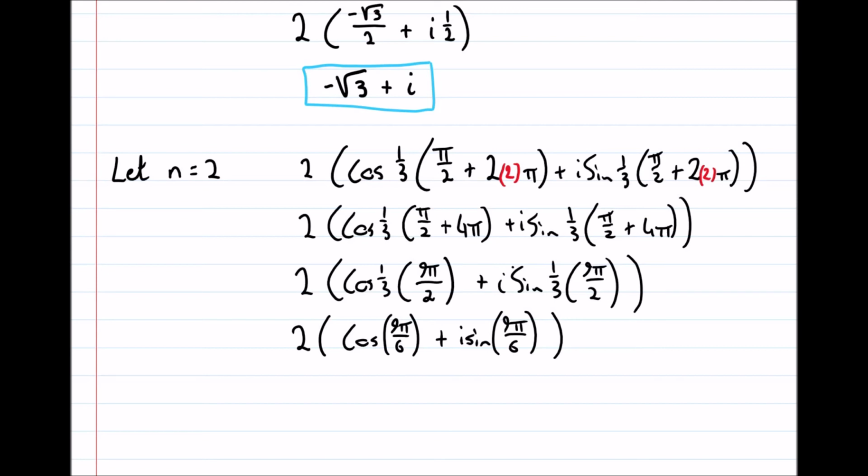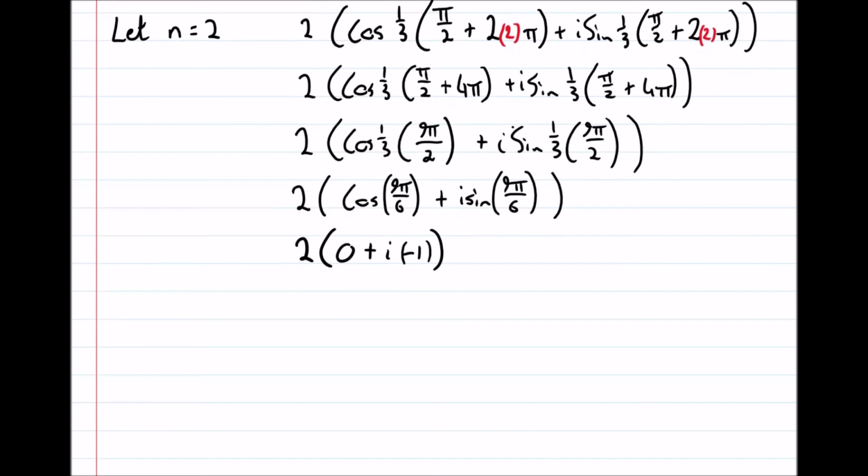We could simplify this 9 pi over 6, but there's no need. So if we type it into our calculators, we get 2, and the cos of 9 pi over 6 is 0, plus I, and the sine of 9 pi over 6 is minus 1. So that will give us 0 minus 2i. So minus 2i is our third answer.